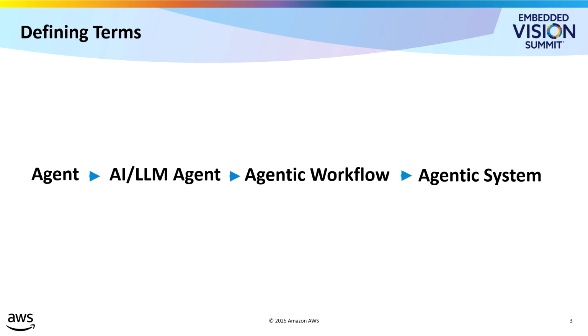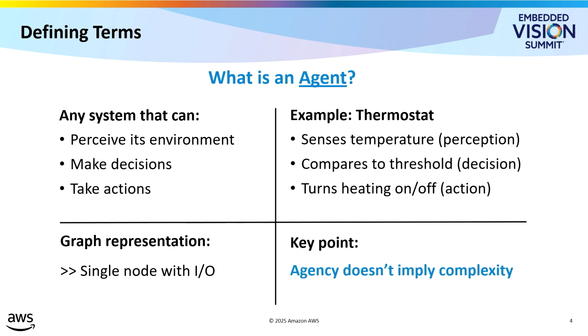So fascinating. If you ask me in one sentence what it is, it's software programming other software using AI techniques, okay? It's a lot more subtle than that, but in essence, that's what the market is trying to do. So I'll talk about an agent, what an AI or LLM agent is, agentic workflows, and then agentic system, okay? So what is an agent?